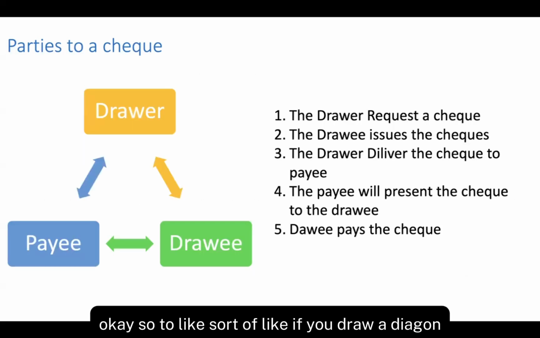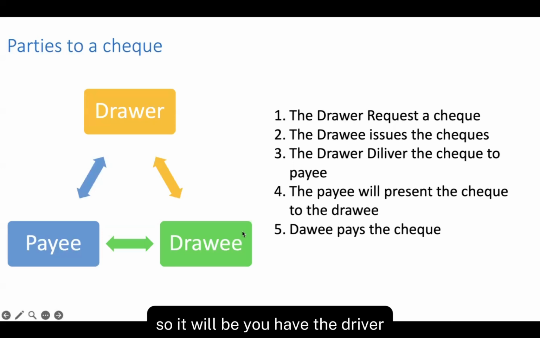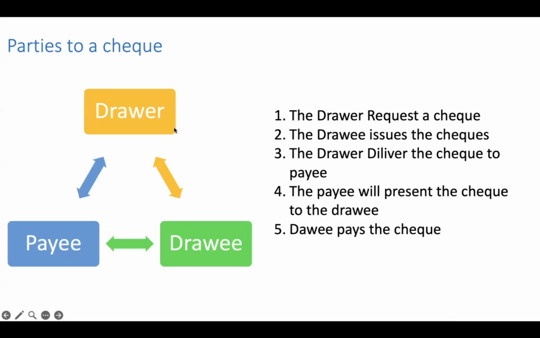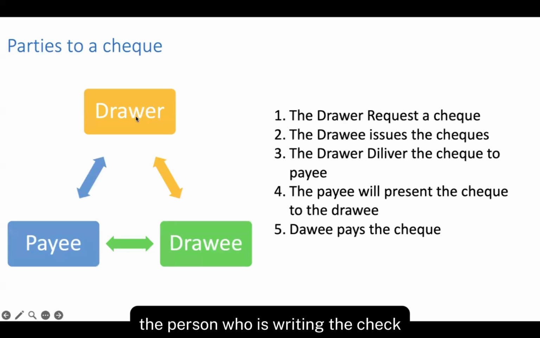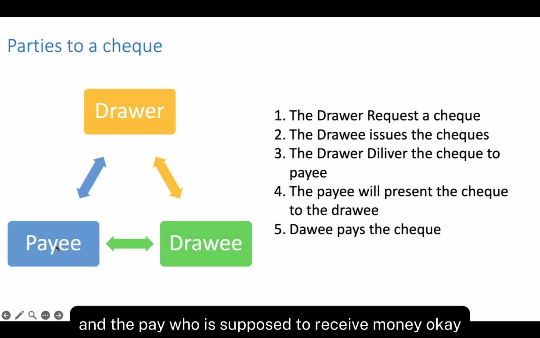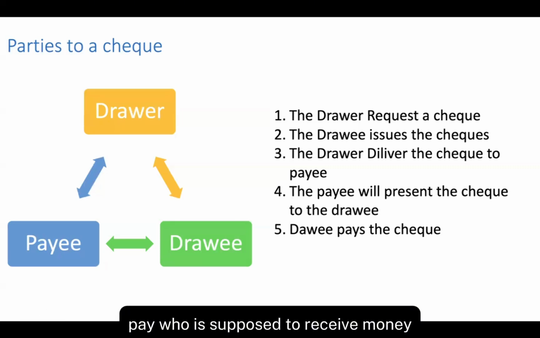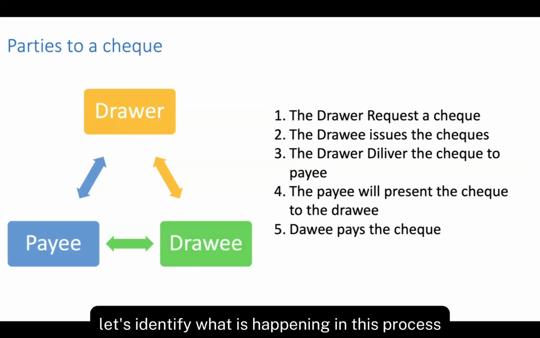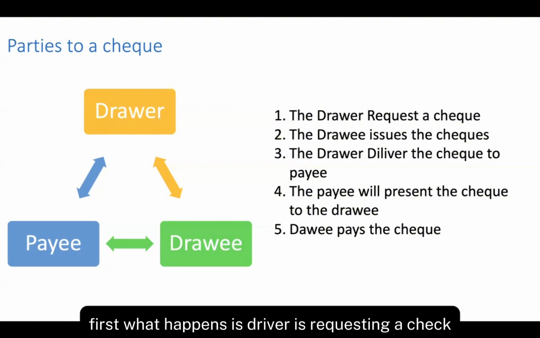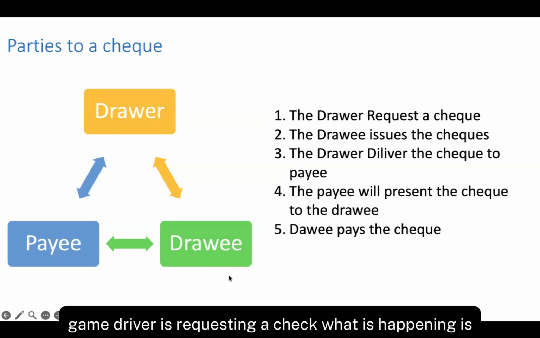If you draw a diagram, you have the drawer, the person who is writing the check, then the drawee, the drawer's bank, and the payee who is supposed to receive money. So let's identify what is happening in this process. First, the drawer is requesting a check.